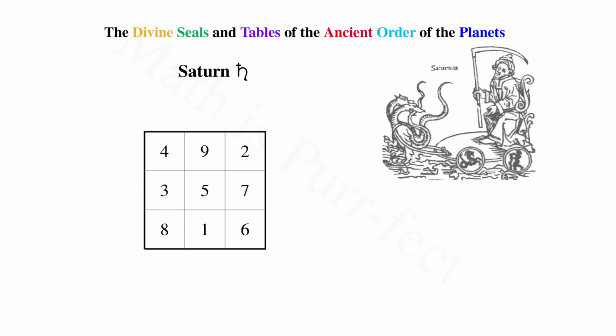Now let's consider the geometry of the square and trace the numbers from 1 through 9. 1, 2, 3, 4, 5, 6, 7, 8, 9.